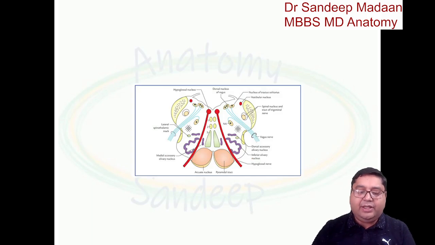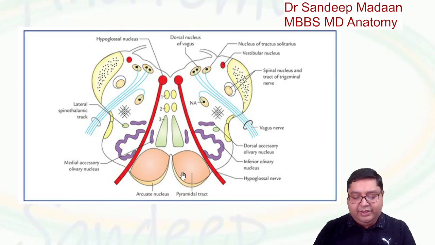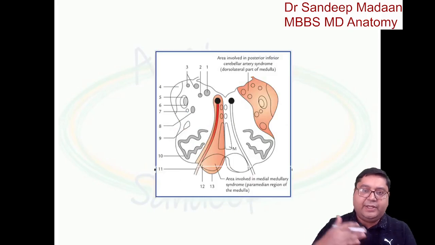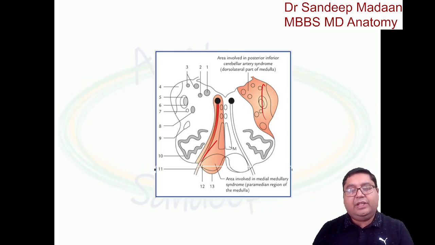Now let us look at the diagram. This is the medulla, where we can see important structures present in the lateral aspect and in the medial aspect. If the lateral aspect of the medulla undergoes infarction, it leads to lateral medullary syndrome. If this part undergoes infarction, it leads to medial medullary syndrome. Let us move on to the next question now.